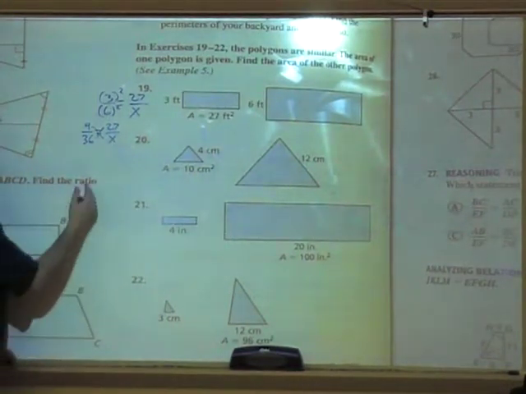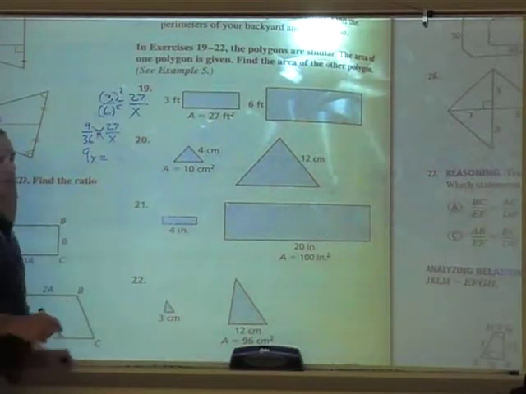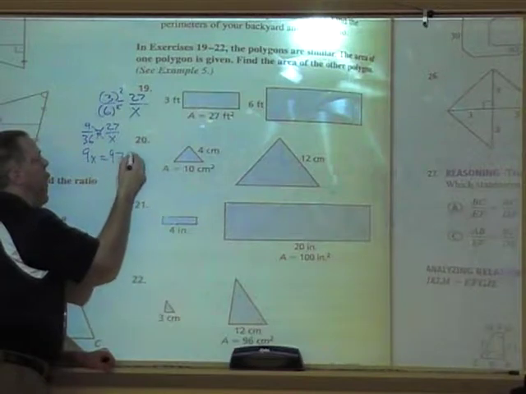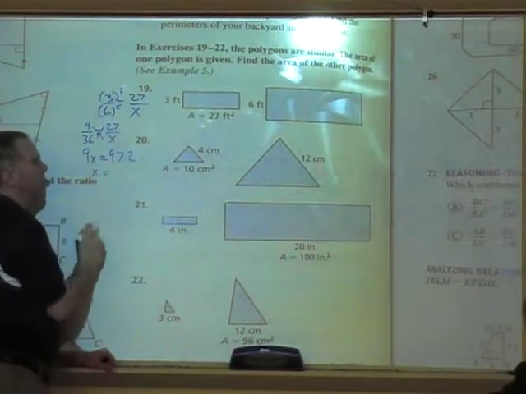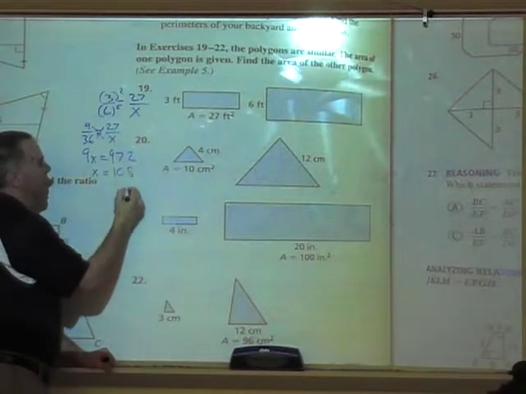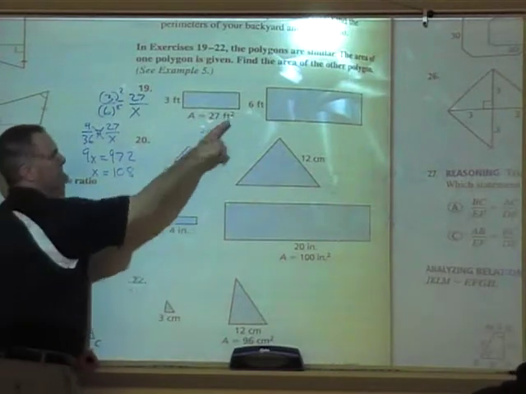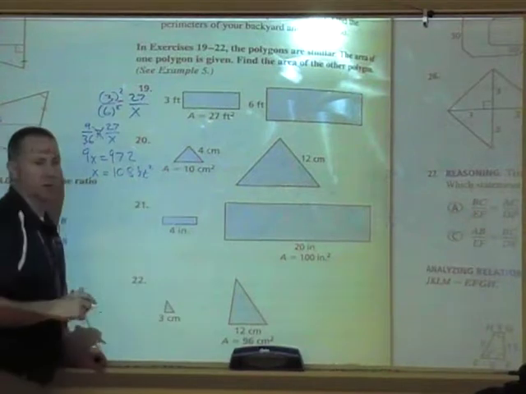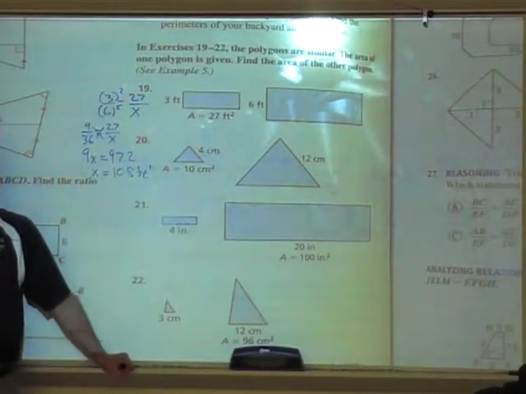Okay, so let's do that. What's 27 times 36? 972. And divide off the 9. 108. 108 feet. And this is area, so it's squared. 108 feet squared.